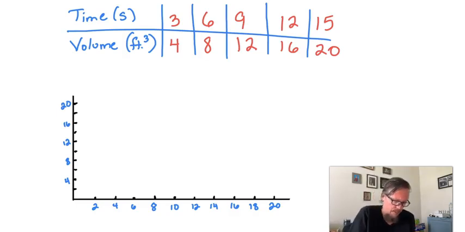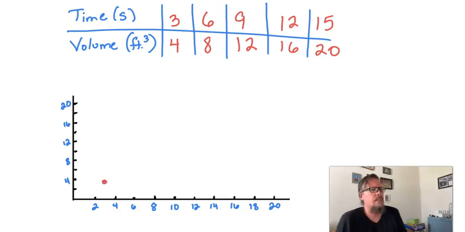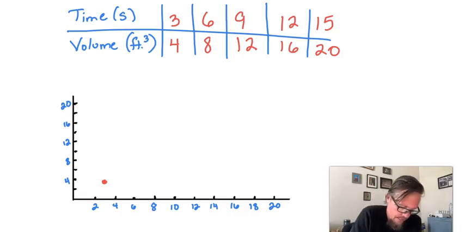So our first point that we have is (3, 4). I'm going to do my best to get (3, 4) in the right spot. An x coordinate of 3 is going to be in between the 2 and the 4. So (3, 4) looks pretty good for a spot for (3, 4). And then next is (6, 8). So I like (6, 8) about right there.